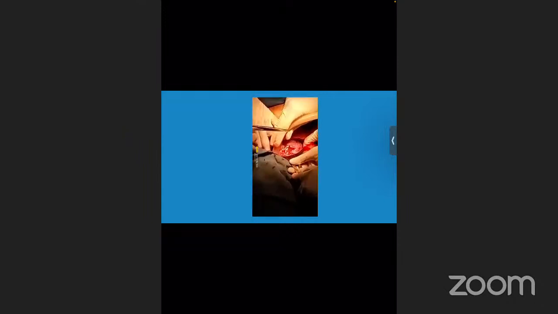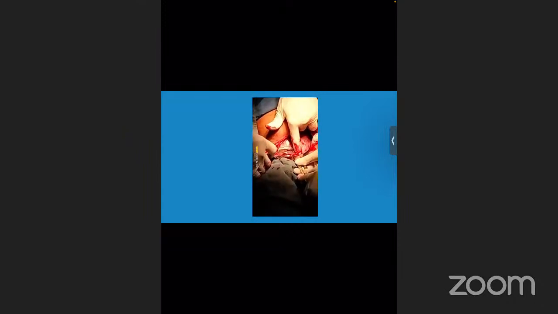This is a simple video on how to extract the fetal head. See, I have not separated the bladder. I have not opened the EB fold. See, incision on the lower segment. Incision is liberal. The length of incision is more than 5 cm. Then I am making small and small nicks.